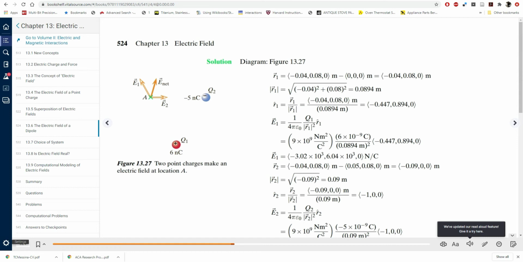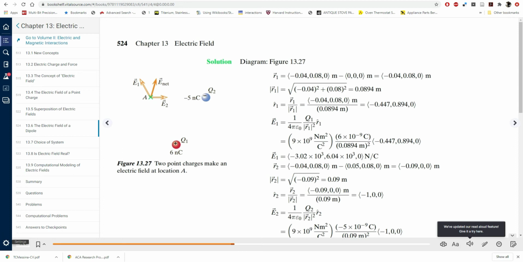And then the electric field from the negative 5 nanocoulomb points back towards the 5 nanocoulomb charge. At this position, the electric field from this slightly smaller charge is pretty close to the same as the electric field from this positive charge, because it's a little bit closer to the smaller charge. And the superposition of those two electric fields points in this up and to the right direction for the net electric field.